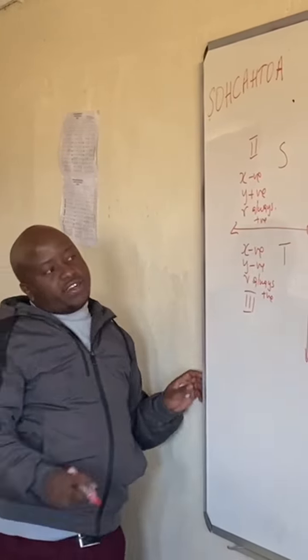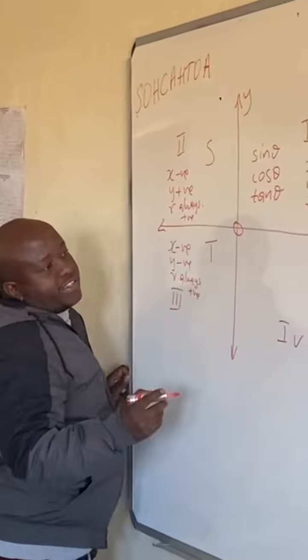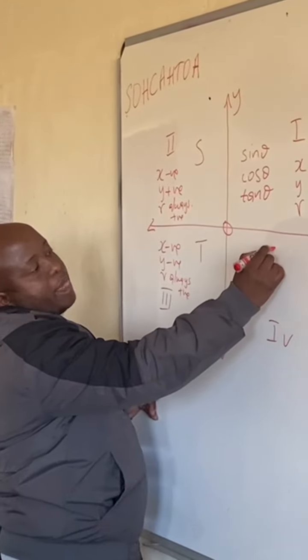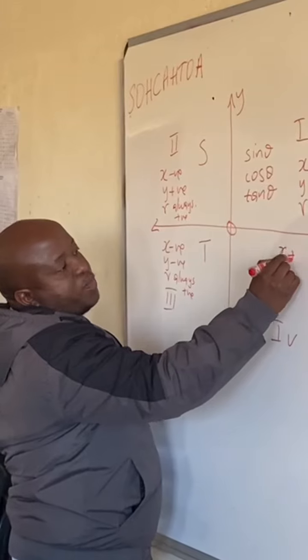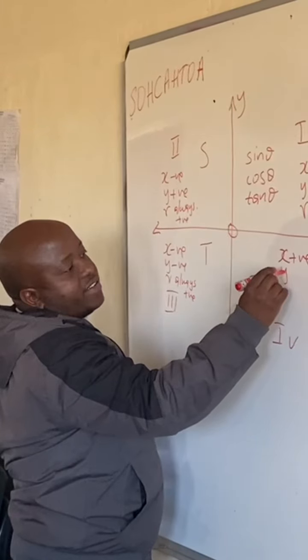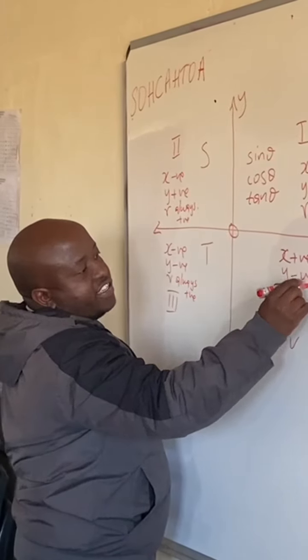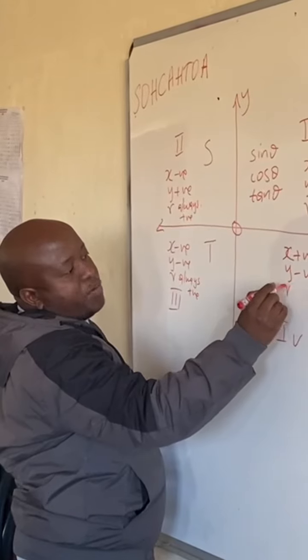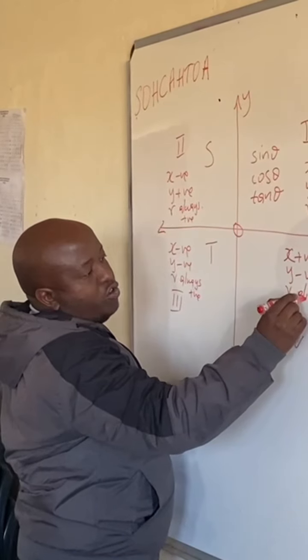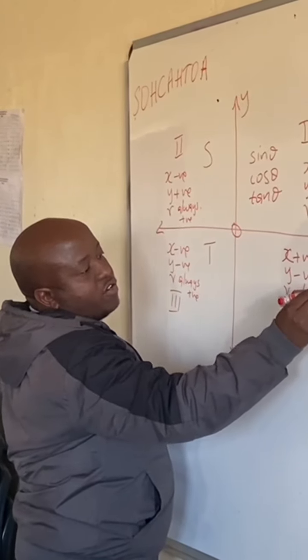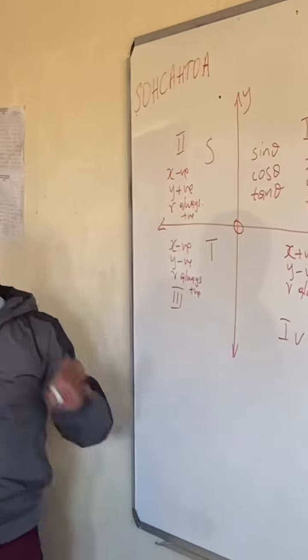Moving to the fourth quadrant, we have x. What is the sign of x? Positive. X is positive. What about y? Negative. Y is negative. What about r, the hypotenuse side? Always positive. Right?